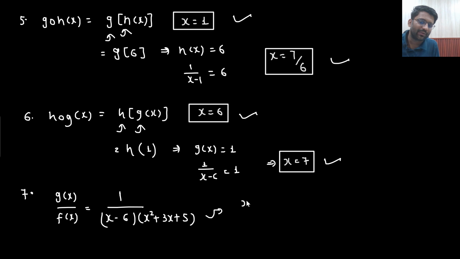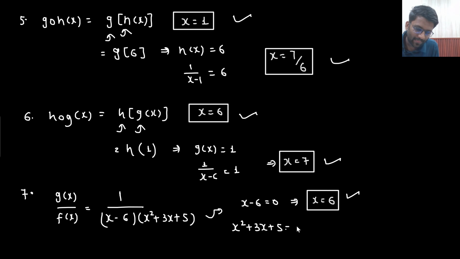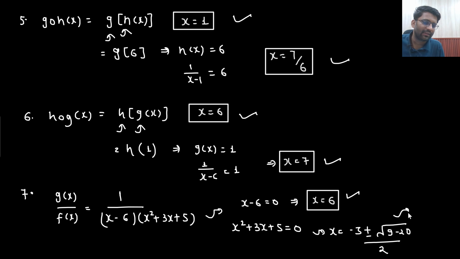When the denominator becomes 0, that means x minus 6 becoming 0. What does that mean? x equals 6 is the matter of concern. This is one of the points of discontinuity. And what is the other point? The other point is where x square plus 3x plus 5 becomes 0. So from here, if you find the value of x, minus 3 plus minus under root b square minus 4ac divided by 2a. What does that mean? No such real value, right? No real value.